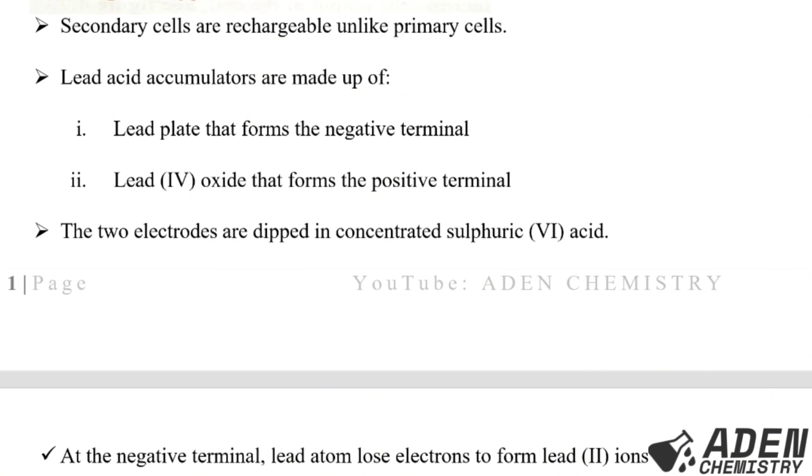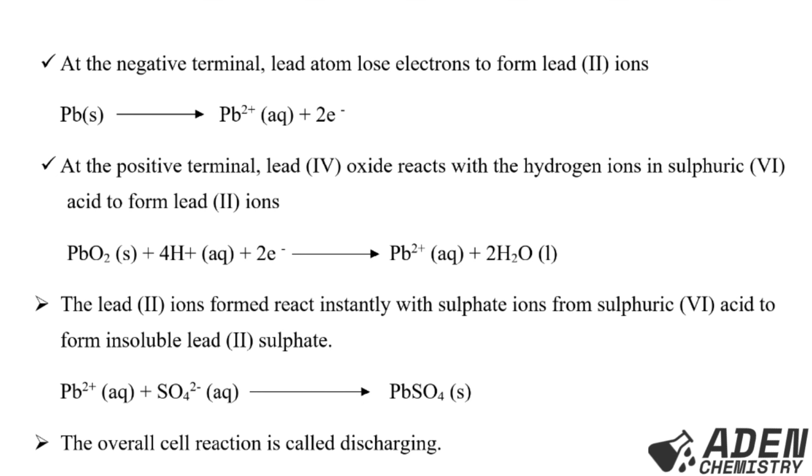So we're going to proceed, and we're saying at the negative terminal, that's the anode, lead atoms lose electrons to form lead(II) ions. Remember we said the negative terminal, or the anode, is the electrode where oxidation occurs. And what is oxidation? It is loss of electrons. So we have lead solid losing electrons to form lead(II) ions. Electrons lost are written on the product side, or the right hand side, of an ionic equation.